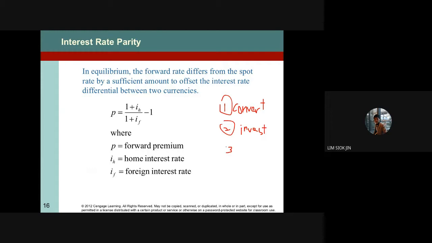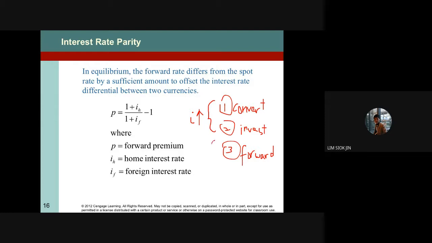Three, forward contract. Right, so these three is important. And why do you convert and invest? Because you found that the interest rate in another currency is higher. Convert and invest, to invest in a currency with higher interest rate.